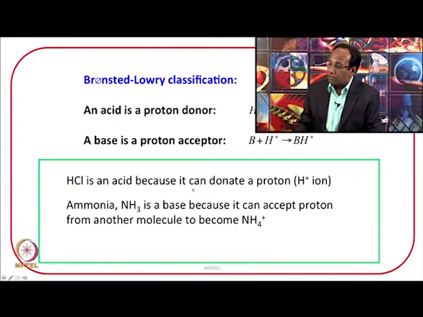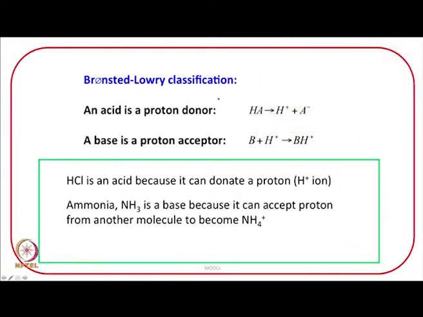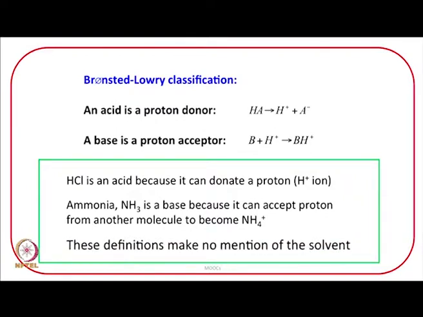So, these examples justify the definition of the Bronsted-Lowry classification that an acid is a substance which can donate a proton. Like in HCl, HCl is donating a proton, so HCl is an acid. And ammonia can accept a proton, therefore it is a base. In the Bronsted-Lowry classification, there is no mention of the solvent. The solvent can be any.